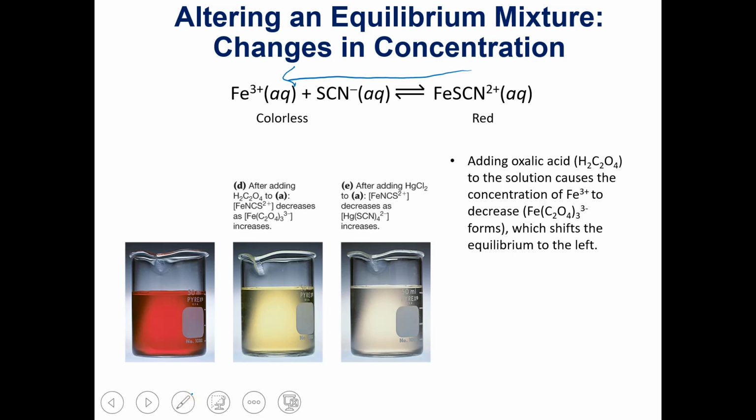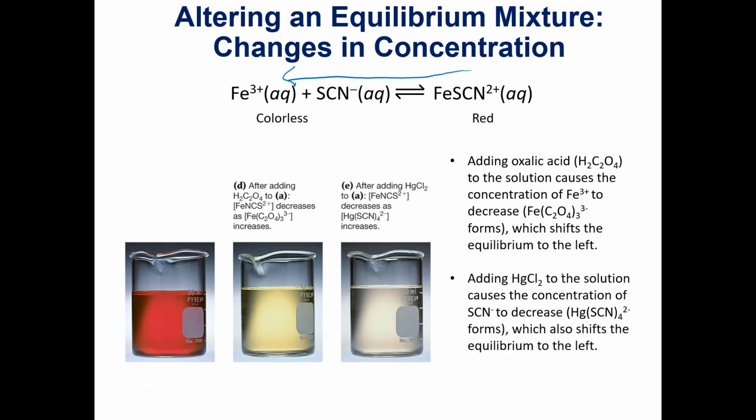If we add mercury chloride to the solution, the mercury reacts with the thiocyanate ion and forms a complex. So we remove thiocyanate ion from our solution. Again, we move back towards the left to replenish that thiocyanate ion, and you can see we get a clear solution here.